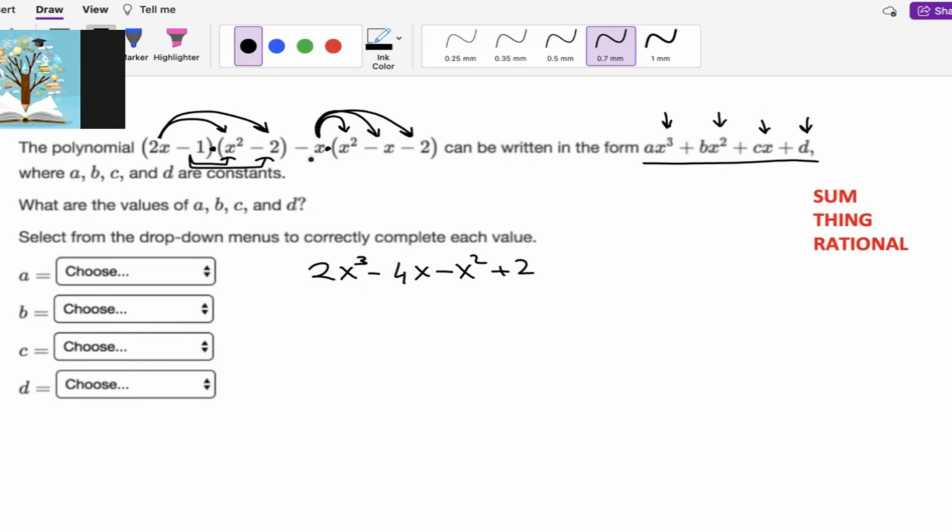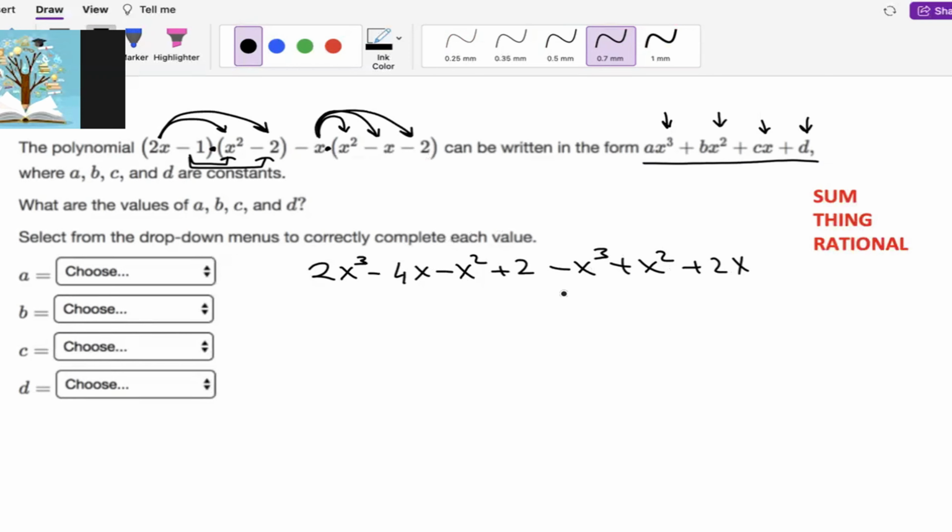Second distribution is negative x. You can do it in two ways. Either you consider the negative later or just together, no problem. Negative x times x squared, which is negative x cubed. Negative x times negative x, which is positive x squared, and negative x times negative 2, if you multiply, is positive 2x. So we got rid of parentheses, and we applied the distributive property.